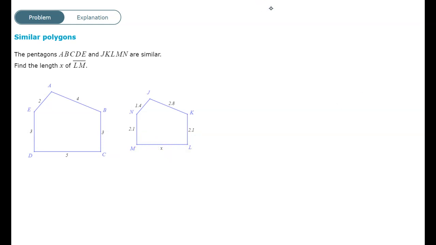So there's a couple different ways we can do this, you guys. We can compare one side, it doesn't matter which side, on the large pentagon to a corresponding side on the small one. So I could say 3 over 2.1 is equal to, now I want to use the missing side. So the missing side is down here with X. So if I did 3 to 2.1, I have to do 5 to X. So I'm going to go ahead and do 5 over X.